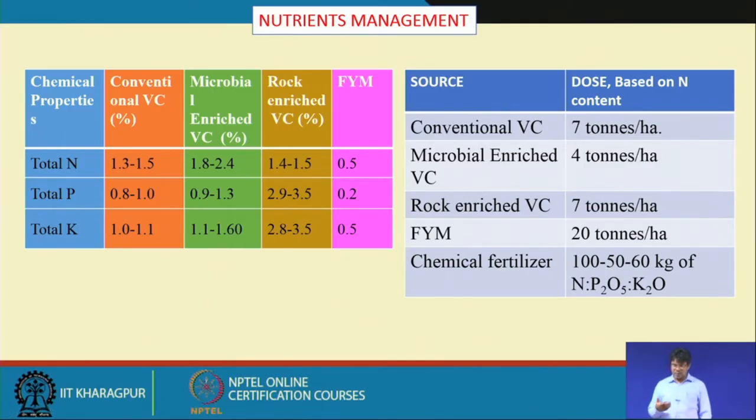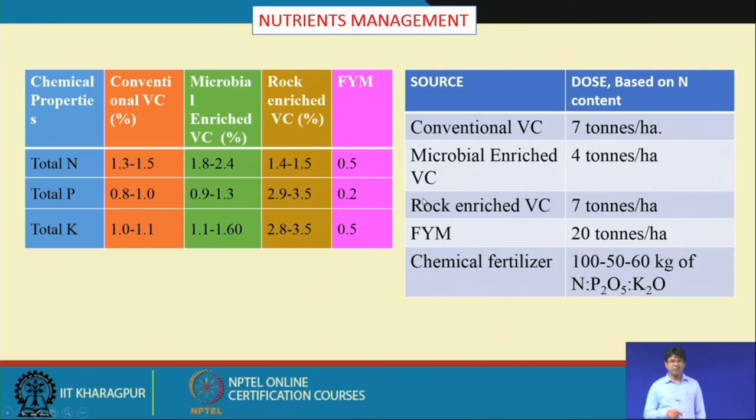Like potato, where we calculated the dose of the sources of manures or fertilizer based on the potash content, here the requirement of chemical fertilizer is 100 kg nitrogen, 50 kg P2O5, and 60 kg K2O per hectare for the rice crop, the cereal crops. So, nitrogen requirement is higher as compared to phosphorus and potash. So, we calculate the doses of these organic sources based on the N requirement, that is 100 kg per hectare.